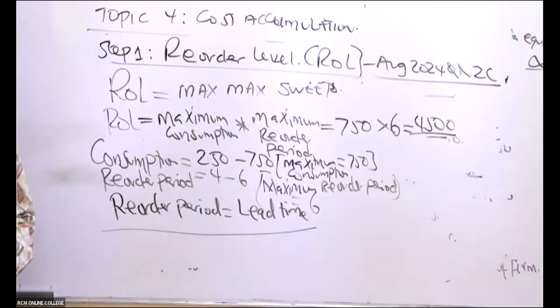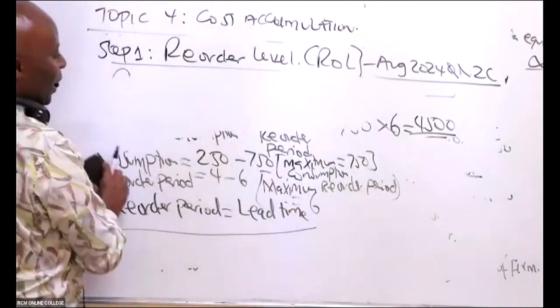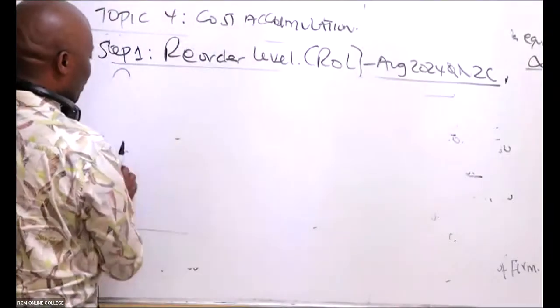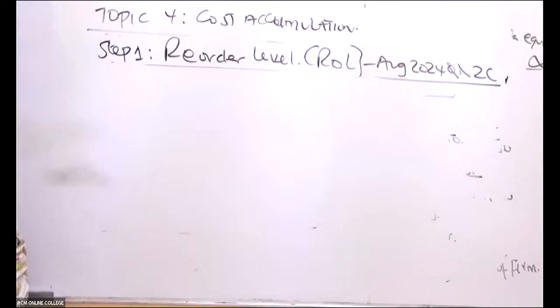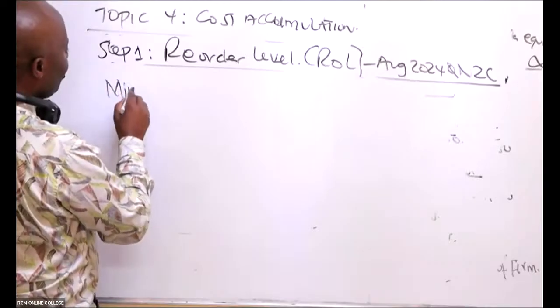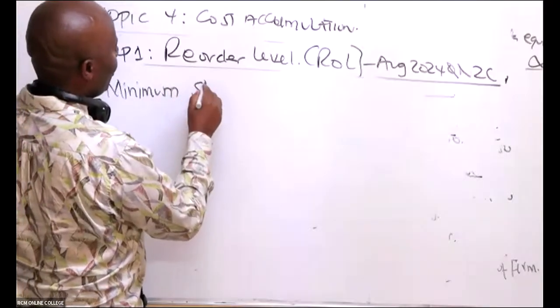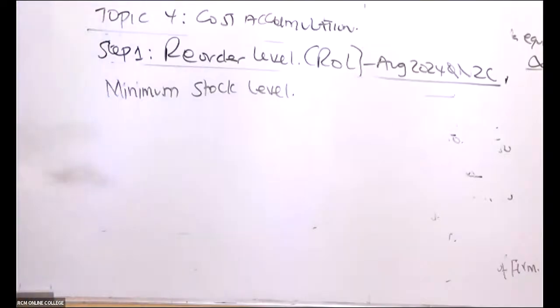So is that okay, ladies and gentlemen? Now we can go to step number 2, or we can now answer the questions. Remember, reorder level was not among them, but there's no way you can get the others without, ladies and gentlemen, getting this reorder level. So we go to minimum stock level, minimum stock level.